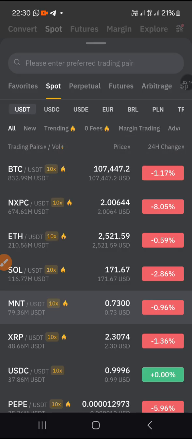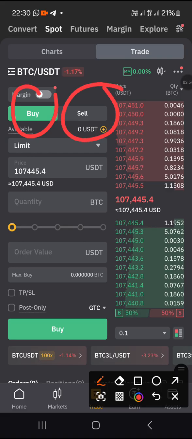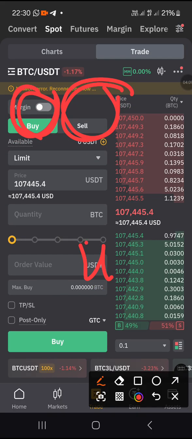Maybe we should take BTC, since BTC is famous to every one of us. In this place, you can do two things. You can either buy or sell, but don't forget, you cannot sell here in spot trading without first buying. For you to sell, you must first buy, or you must possess a particular coin like BTC.